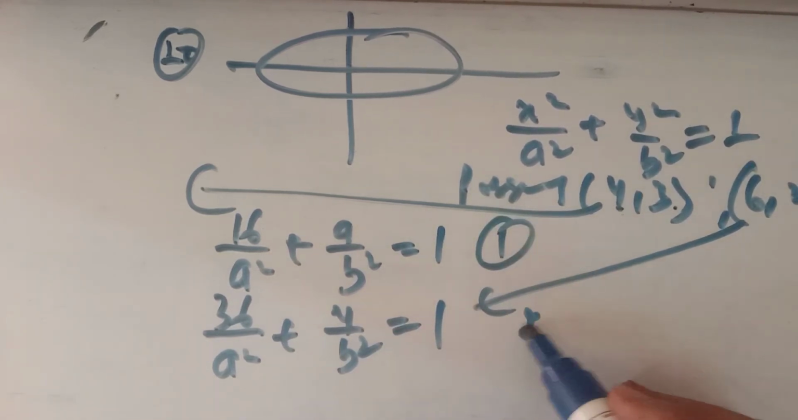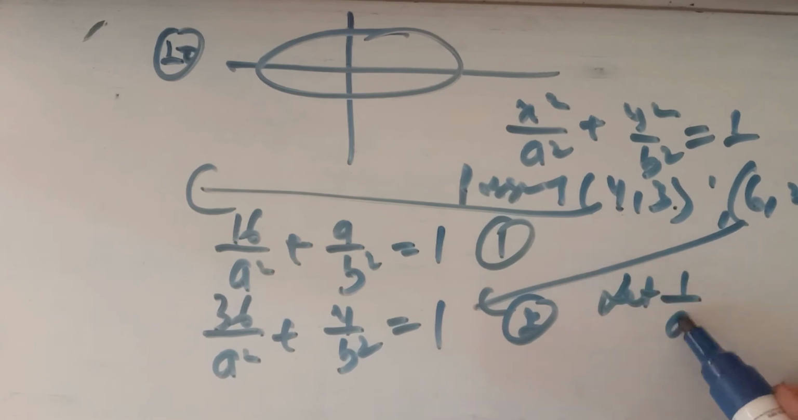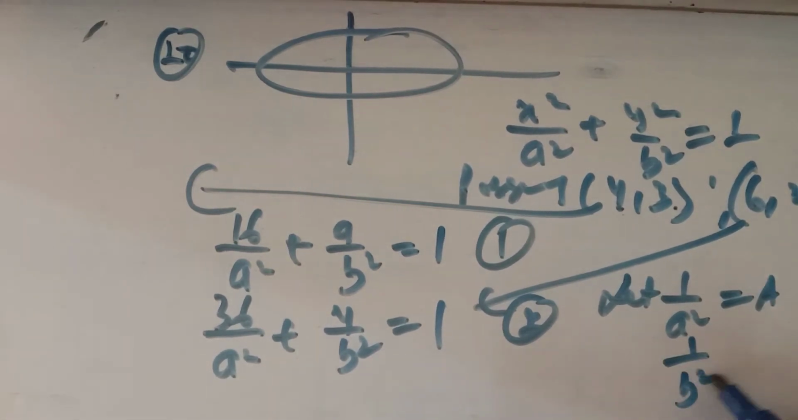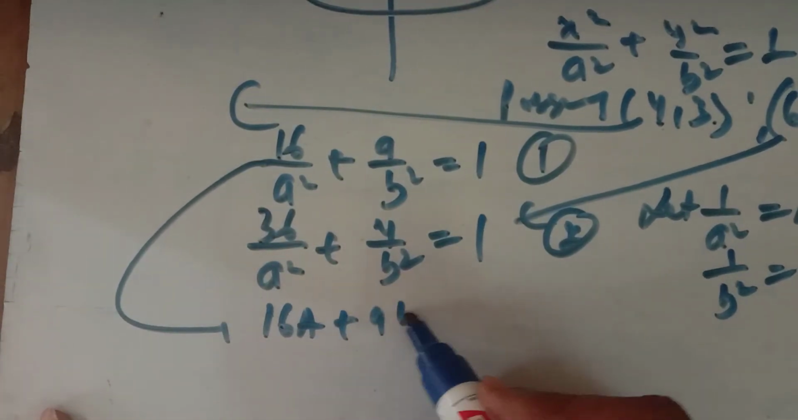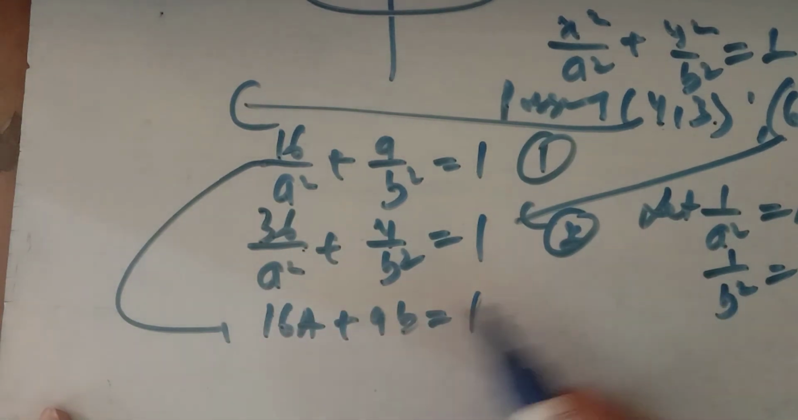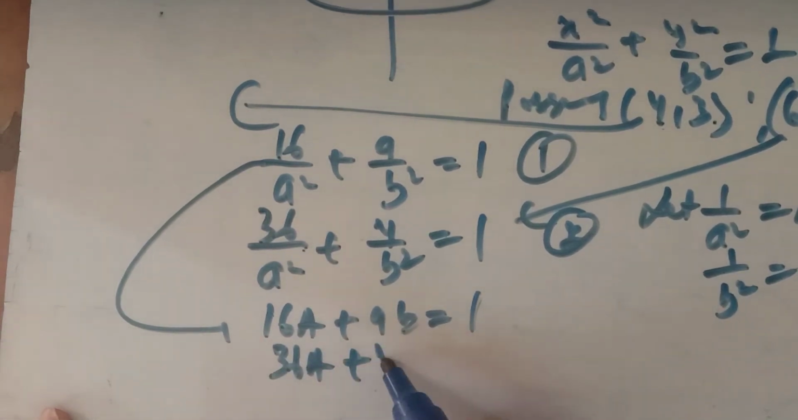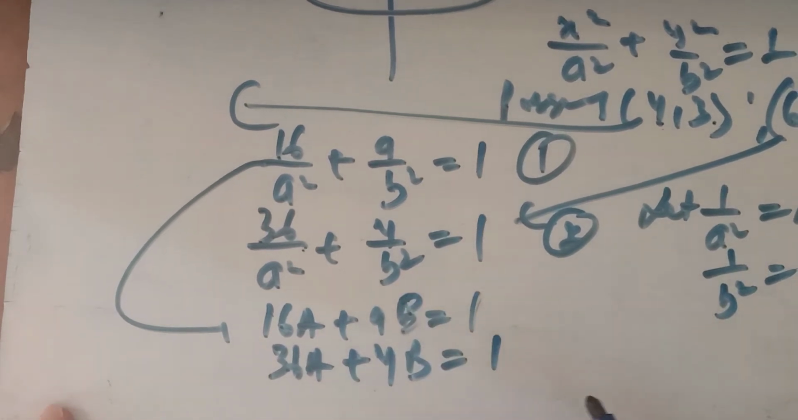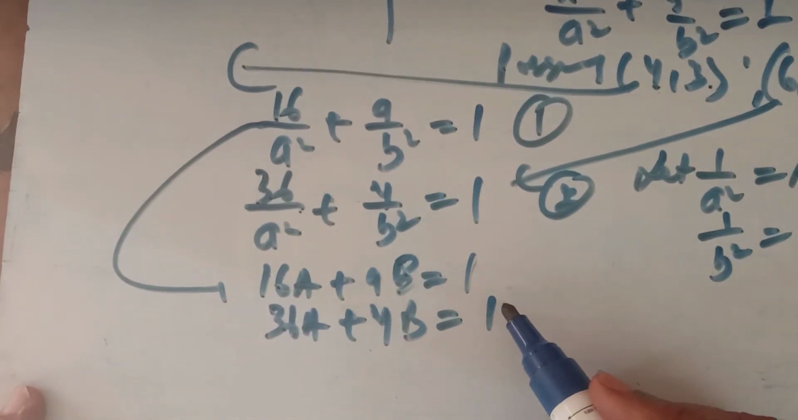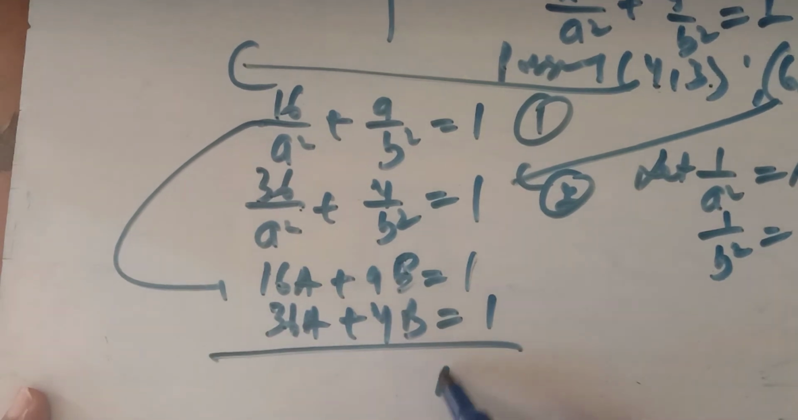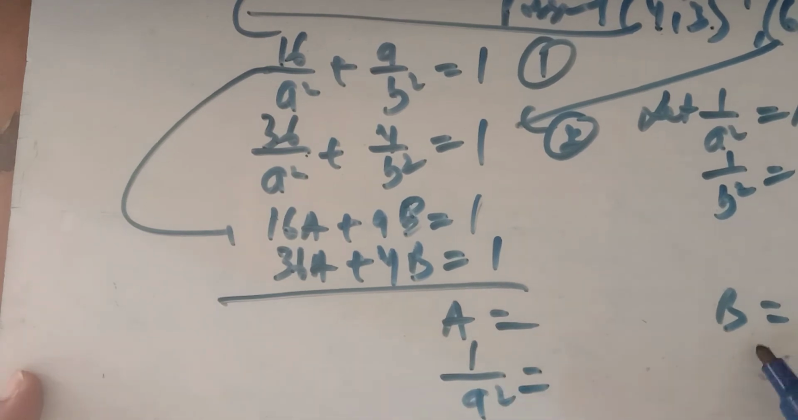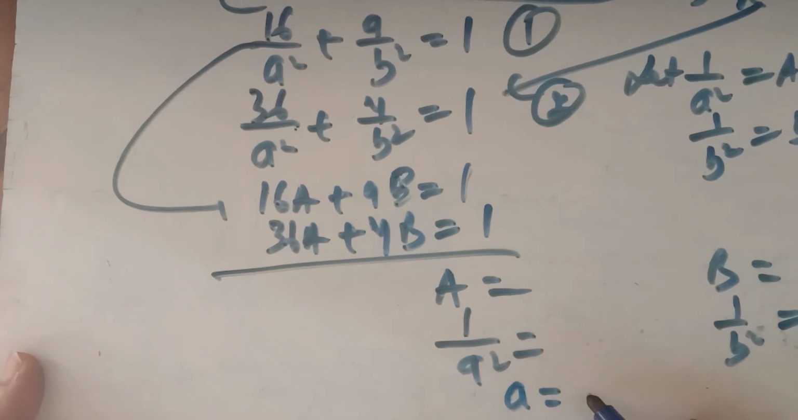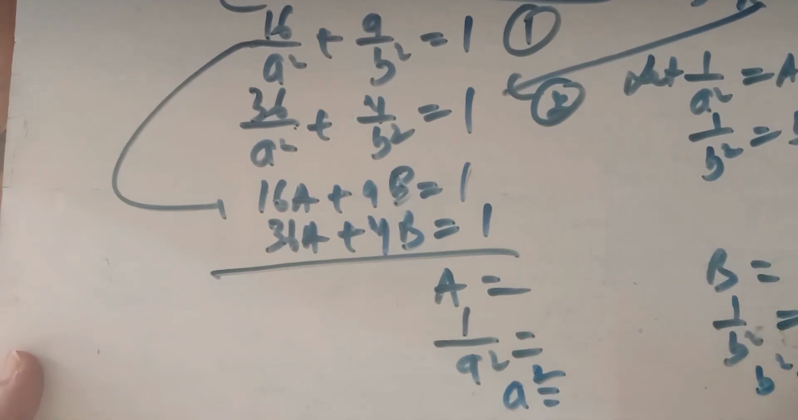When you put the other values of x and y, you get 36 upon a square plus 4 upon b square equal to 1. Now you can solve these equations by letting 1 upon a square be a and 1 upon b square be b. Replace it, and you will get 16a plus 9b equal to 1, and 36a plus 4b equal to 1. Now you can solve this by the elimination method to get the values of a and b, that is 1 upon a square and 1 upon b square, and from this you'll get the values of a square and b square.